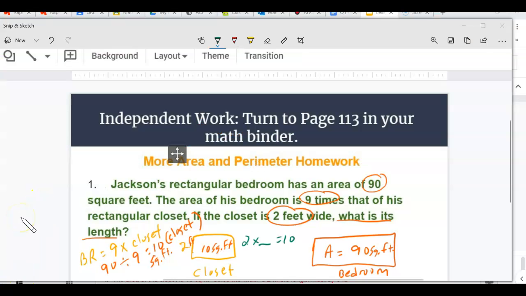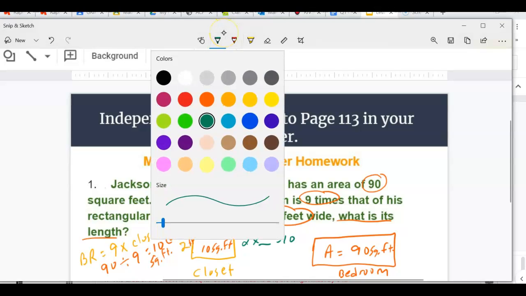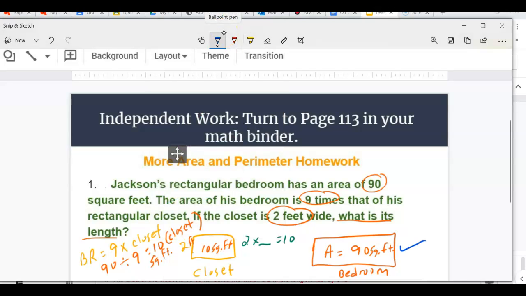So I've actually gone back to the first problem on page 113 to give you guys a little bit of help on that one. I've already gone through and done my cubes on it. Jackson's rectangular bedroom has an area of 90 square feet. So we know the square footage of the bedroom. Over here on the right side, I have drawn a rectangle for the bedroom, and it is 90 square feet, and I've circled the number.